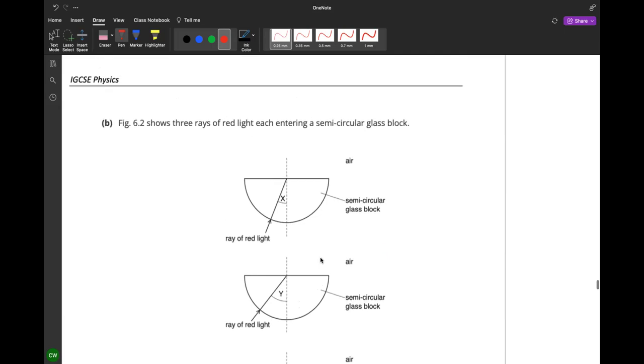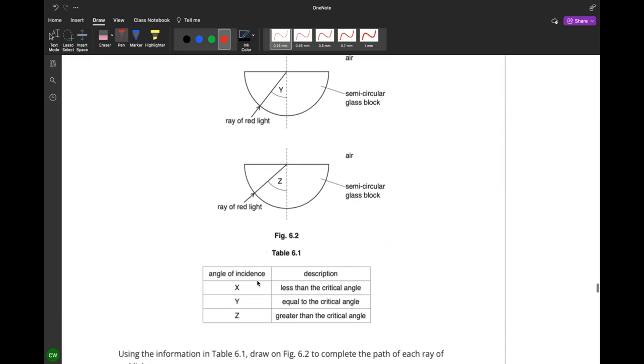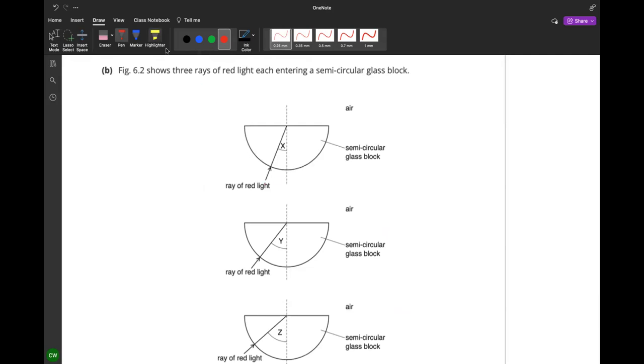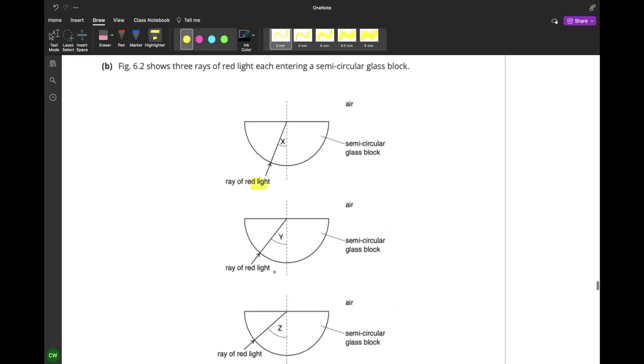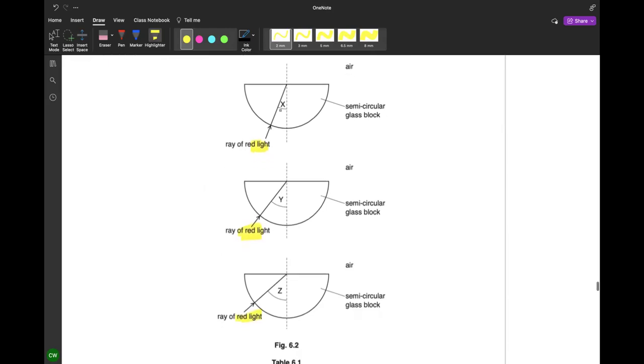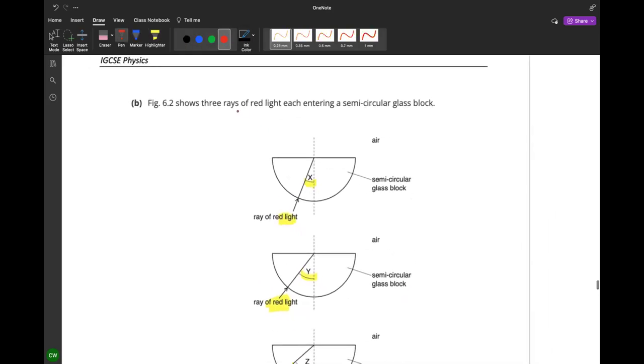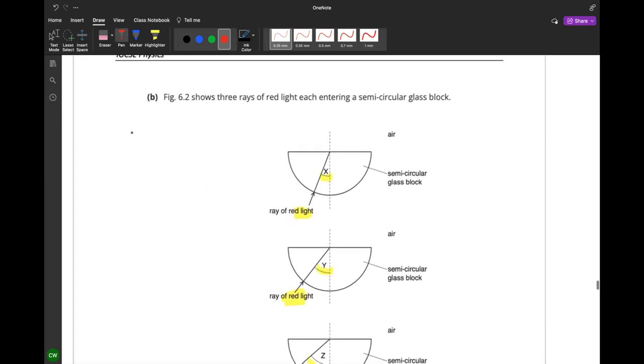Okay, the next one, red color ray. I is less than the critical angle, I is equal to the critical angle, I is greater than this. So it's talking about the same type of ray. All these are red color rays, but the angle is different. So I think you should know the name of this phenomenon. Do you know the name of this phenomenon? What do you call this?